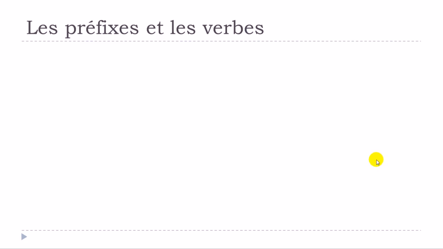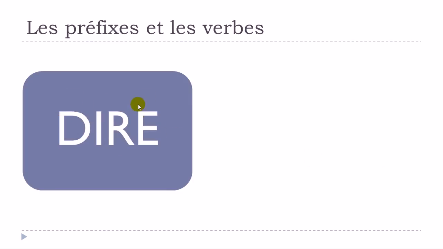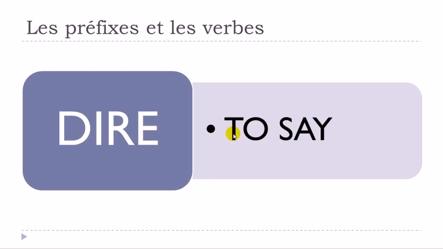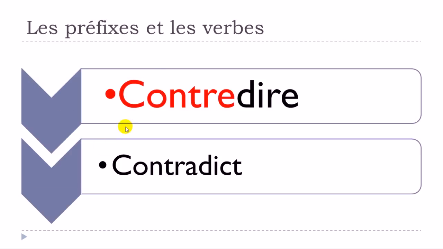And in this video, we will see actually the verb dire. You get the translation here in English. So dire, okay? And then we'll see that it's possible to add some prefixes. So it's possible to add some letters before this dire. And then by adding these letters, we will modify the meaning of dire. Okay, so let's see. And the first thing that we've got here is contre and then dire. Okay, contredire, and you can see that of course the meaning is changing.